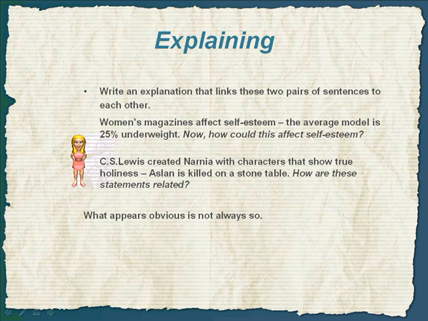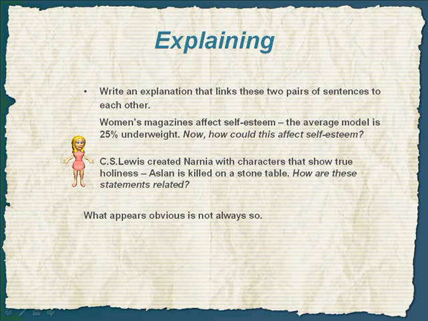Explanations link your topic sentence with your evidence. Let me give an example. Women's magazines affect self-esteem. Topic sentence. The average model is 25% underweight. But how does that affect self-esteem? Or you could give a topic sentence. C.S. Lewis created Narnia with characters that show true holiness. And for evidence, you could say Aslan is killed on a stone table. But how are these statements related? What appears obvious, especially if you've read the book, may not be obvious to someone who's not read the book or seen the movie.